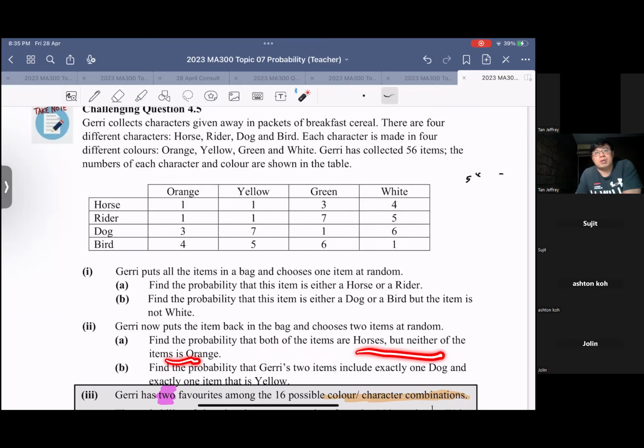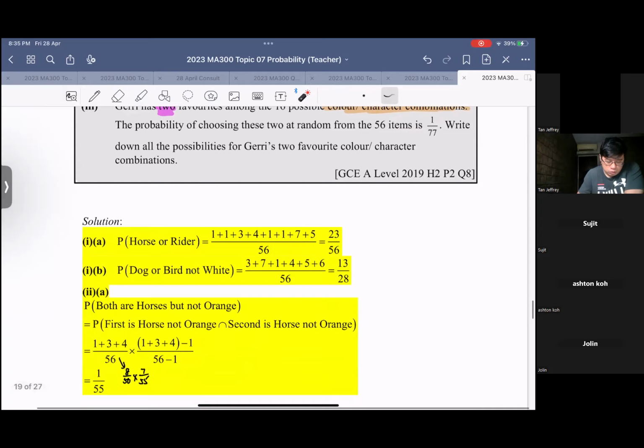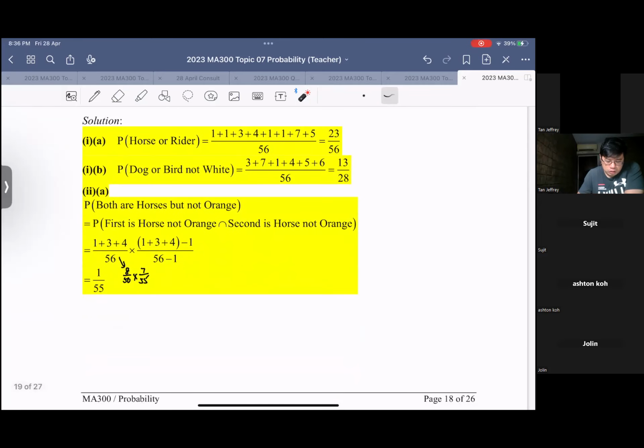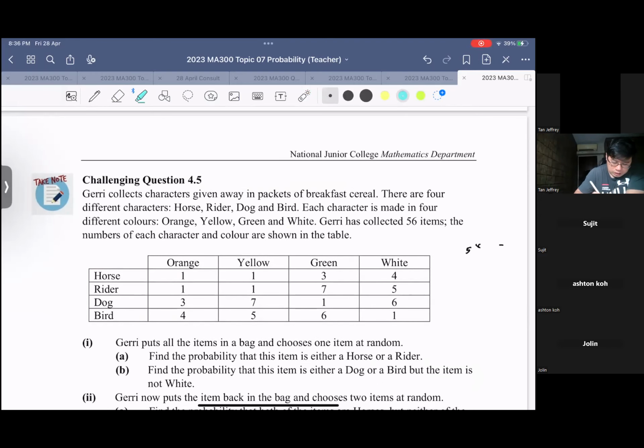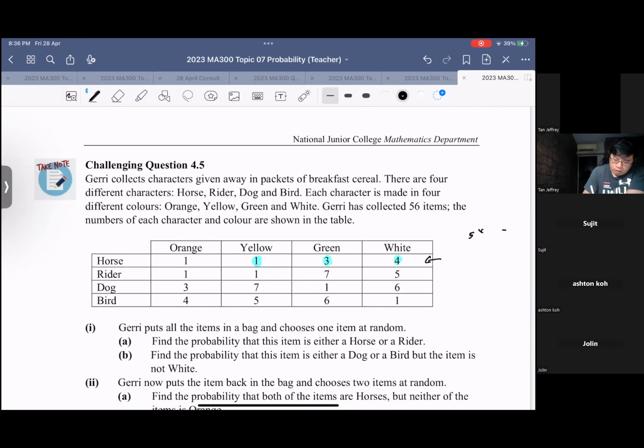So what you want to do is very simple. You pick the item, and you basically want to exclude the horses and you want to exclude orange. So if I look at this, you are interested in these three. These are the so-called not orange horses. These are horses but not orange. So the sample size of what you want will be 7/56 for the first pick, and 6/55 for the second pick. That is what you want.